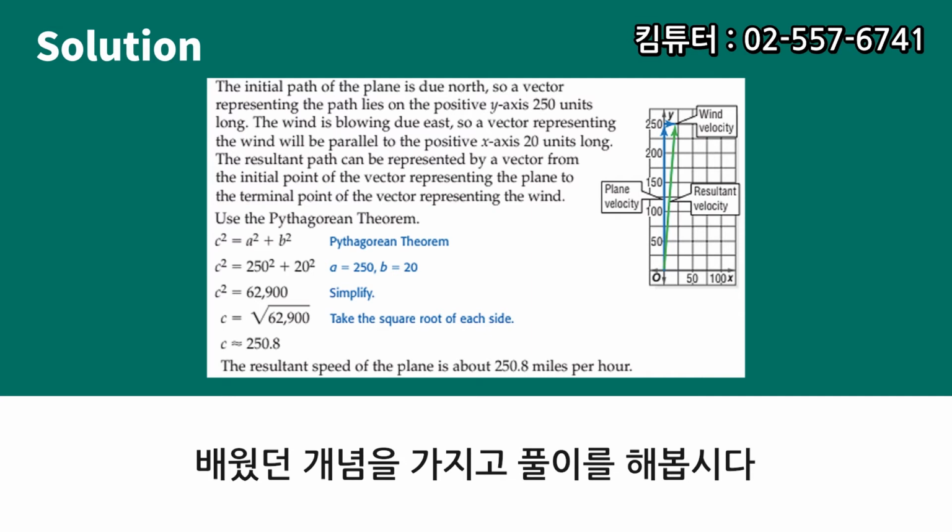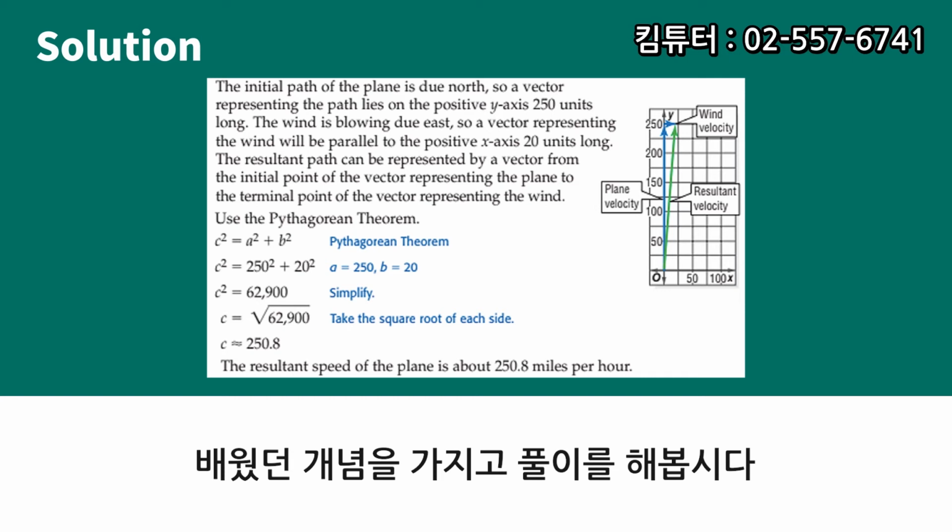The initial path of the plane is due north, so a vector representing the path lies on the positive y-axis 250 units long. The wind is blowing due east, so a vector representing the wind will be parallel to the positive x-axis 20 units long. The resultant path can then be represented by a vector from the initial point of the vector representing the plane to the terminal point of the vector representing the wind.